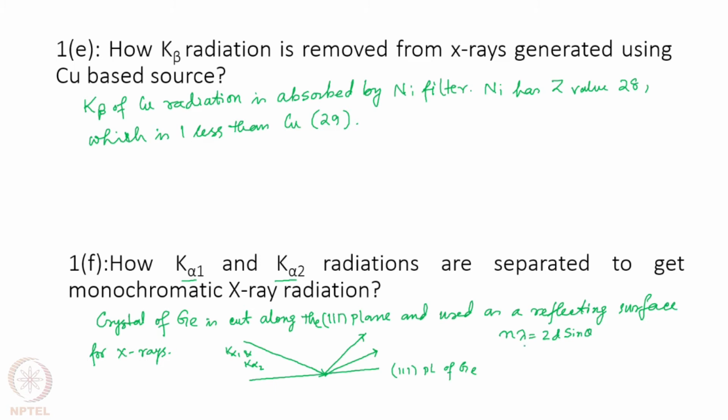Higher the wavelength, higher will be the theta value. So, in this direction the K alpha 1 will be diffracted, while K alpha 2 will be diffracted in a different direction. Of course, this reflection from one plane will reduce the intensity of both alpha 1 and alpha 2, but it will separate and guide the two beams in two different directions. So, by placing a shutter somewhere here, one can eliminate the possibility of K alpha 2 coming out of the instrument, and one can take only the K alpha 1 out and then use this radiation for the X-ray diffraction experiments.